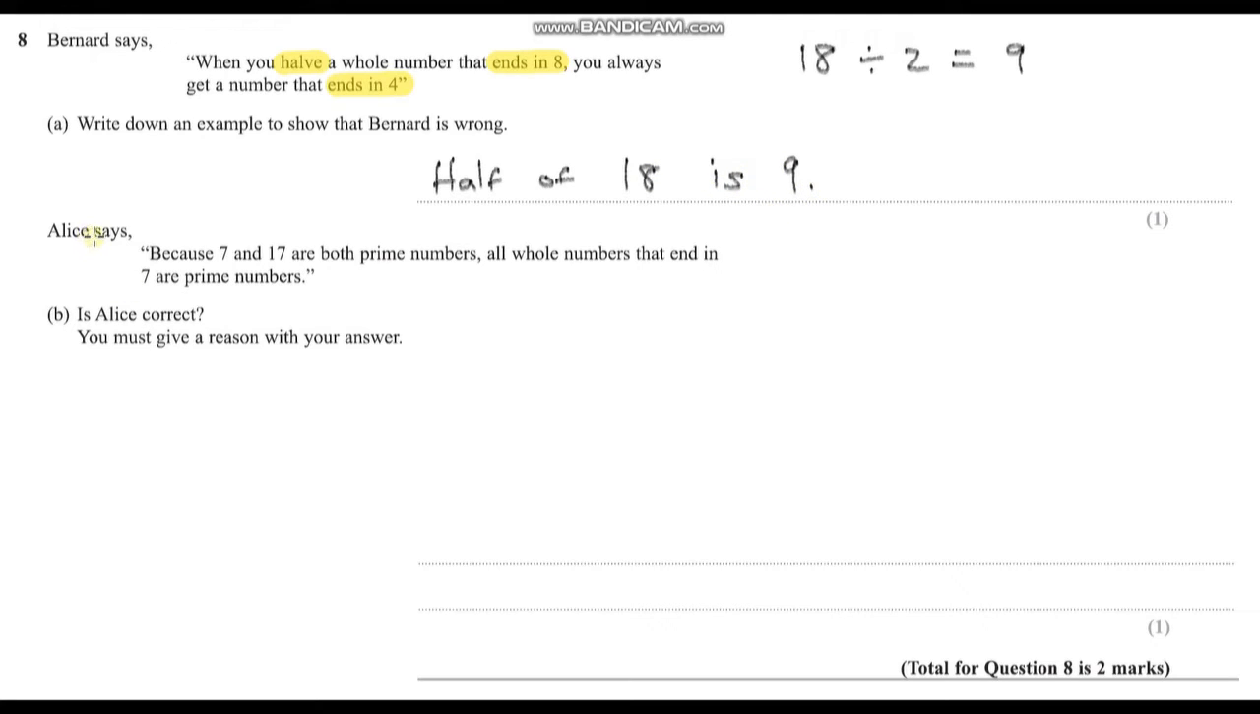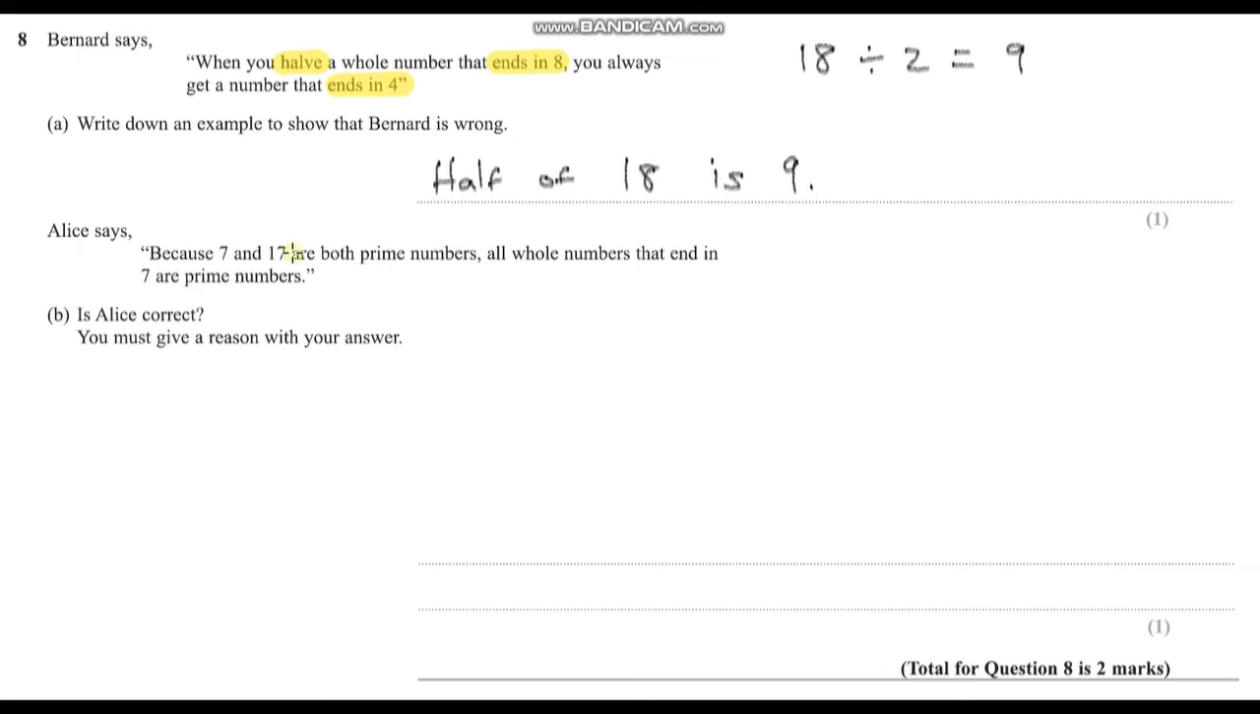Now the second part says, Alice says, because 7 and 17 are both prime numbers, all whole numbers that end in 7 are prime numbers. Is Alice correct? You must give a reason for your answer. So similar to before, if we find a counterexample, then we've proved that she's wrong.